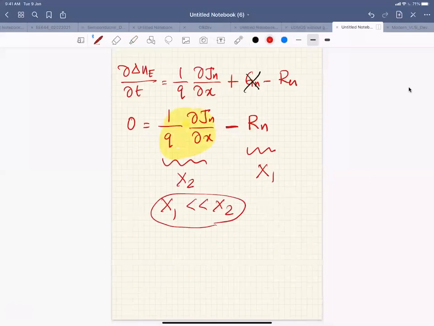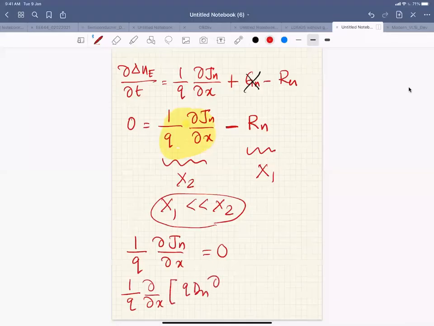I could still keep this and solve the equation, but if I want something simpler, as engineers we know how to approximate things, right? I know that the recombination is much less than injection, because the carrier dynamics due to recombination are much less than injection. So I could assume x1 is less than x2. If I do that, your equation will become simple. Delta Jn by delta x will be 0. I know Jn is only because of diffusion, so del Ne by del x equals 0.